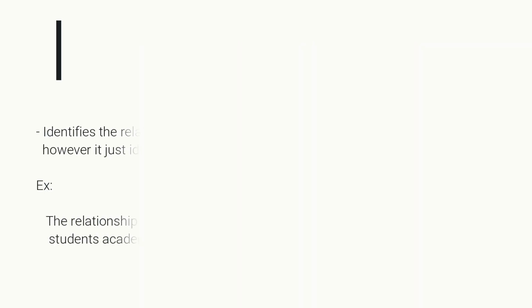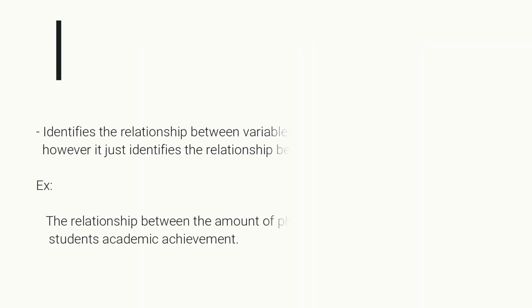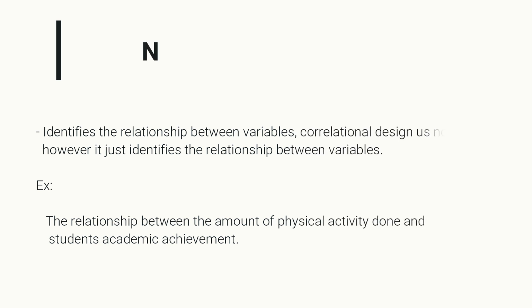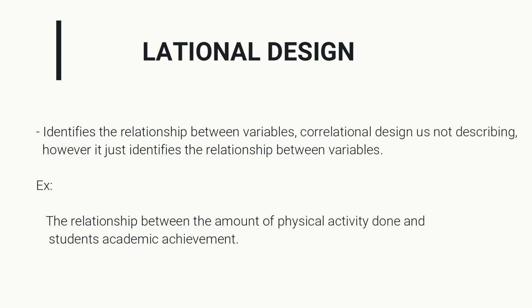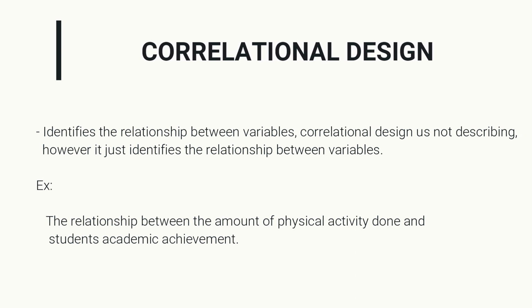So next one, we have the correlational design. Correlational design identifies a relationship between variables. Correlational design is not describing, however, it just identifies the relationship between variables. For example, the relationship between the amount of physical activity done and students' academic achievement.